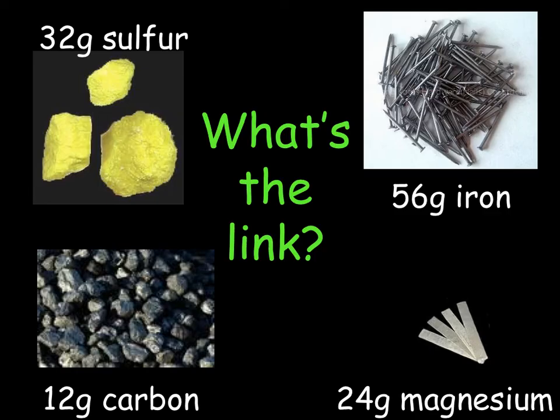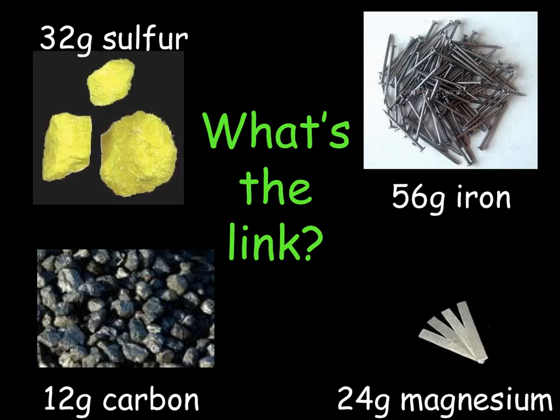Here we have 4 different quantities of 4 different elements: 32 grams of sulfur, 56 grams of iron, 12 grams of carbon and 24 grams of magnesium. The question is, what's the link? The link is that each of these is 1 mole of that specific substance.